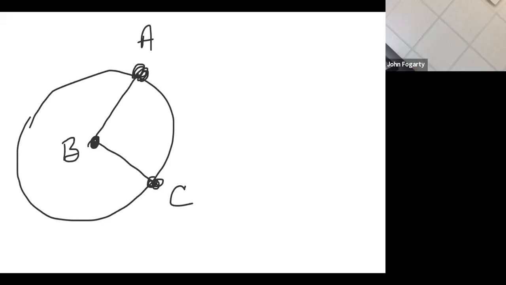So here's my circle, and I'm going to draw you this angle. I'm going to call this circle B. Somebody tell me what kind of angle that is. Where's the vertex? It's the center. So if it's the center, what do we call it? If your vertex is the center, it's a central angle, yes?